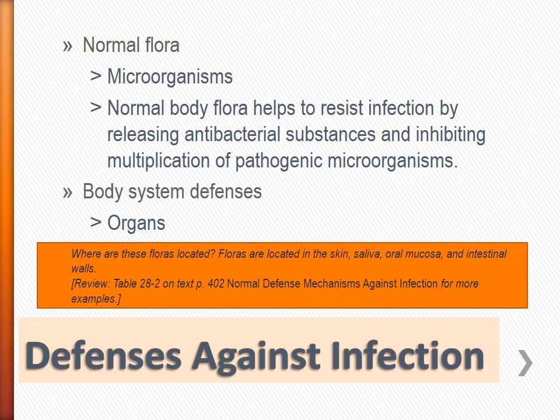Normal flora. Remember that the body has a defense system. Be familiar with the organs that are helping us to prevent infections. And where are these floras located? Also remember that floras are located in the skin, saliva, oral mucosa, and intestinal walls. Review page 402, table 28.2, the normal defense mechanisms against infections.